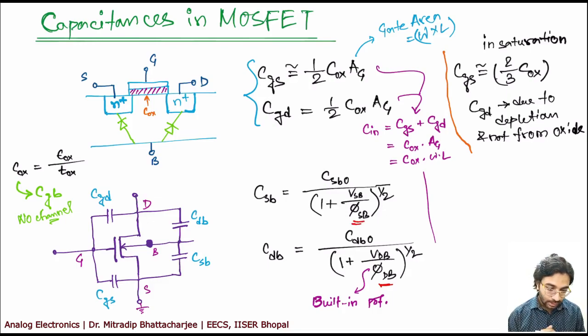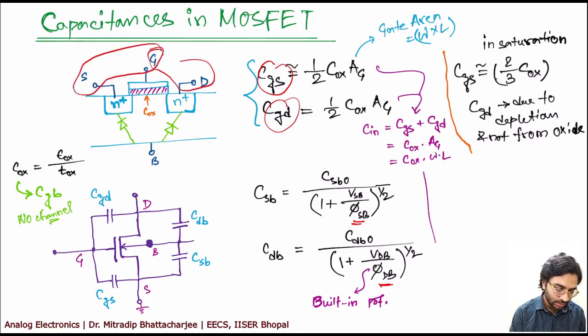Okay, what about the CGS and CGD? That is CGD here and CGS here. Now let us see the equivalent circuit here I have shown. So this is your MOSFET, and your capacitances are like between G and S you have a capacitance. G and D you have a capacitance. Between D and B you have one capacitance, and between B and S you have another capacitance.